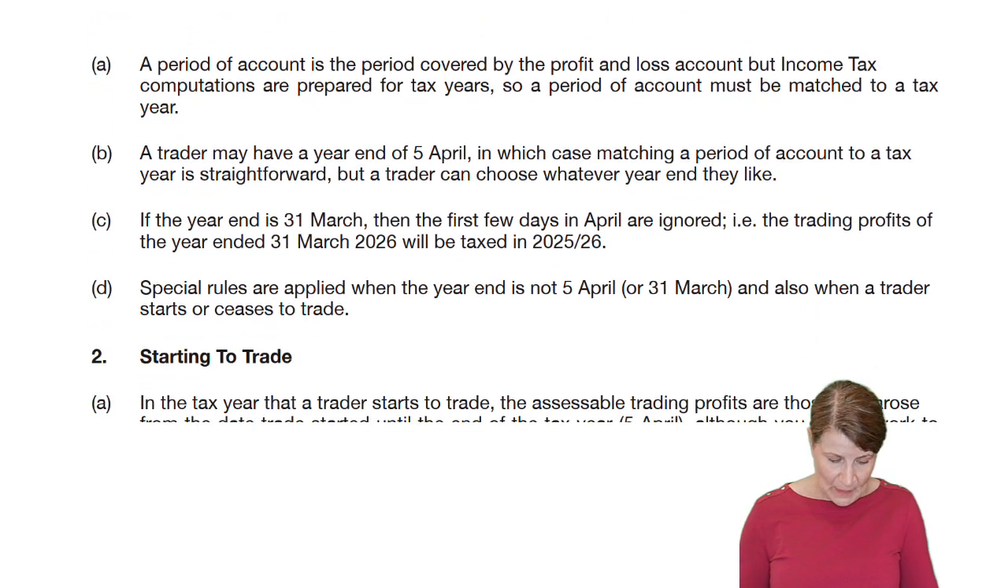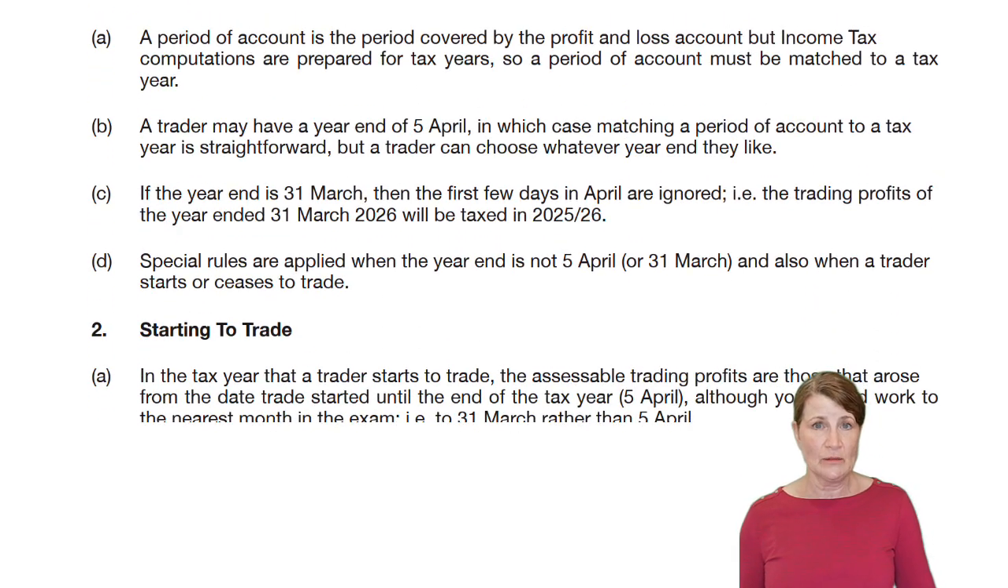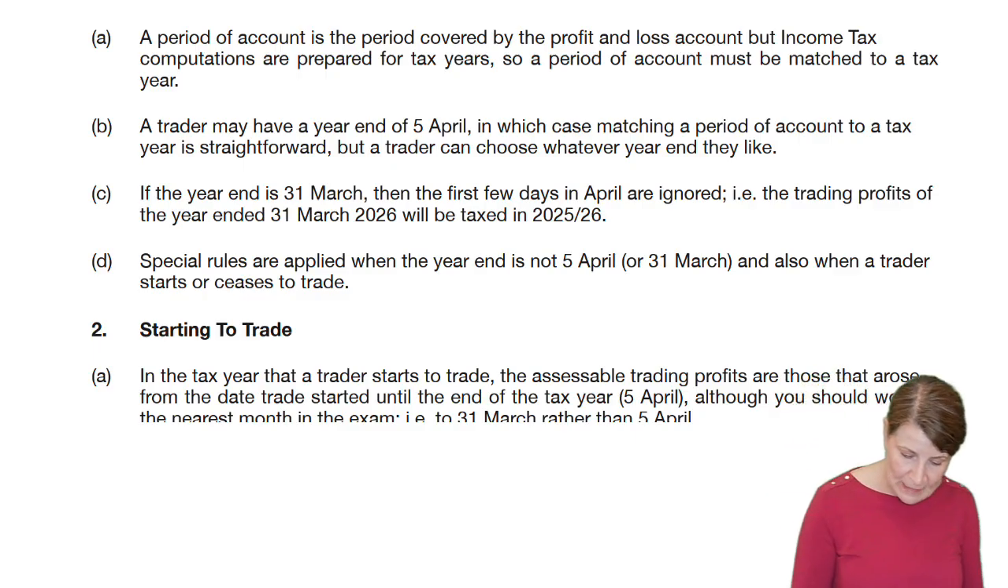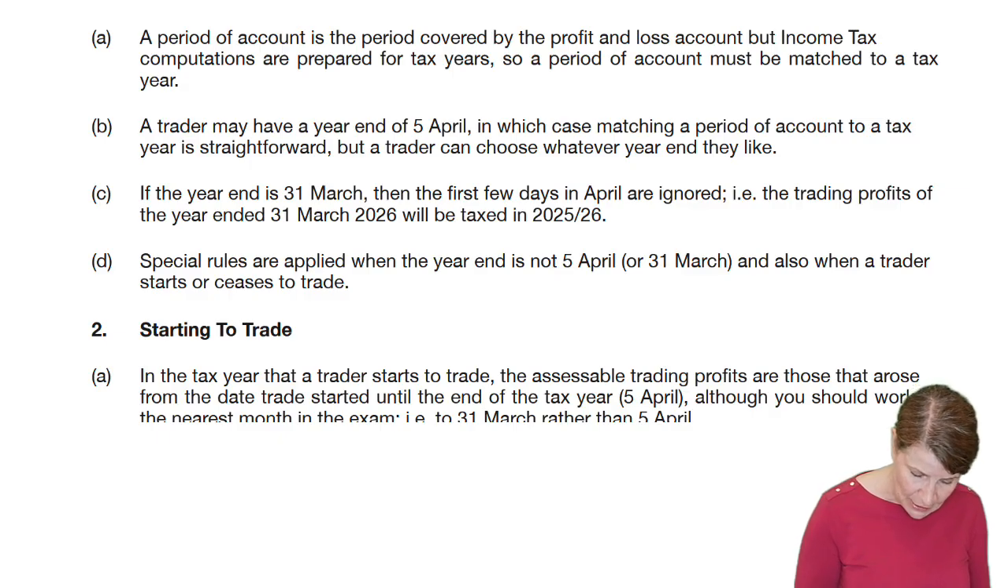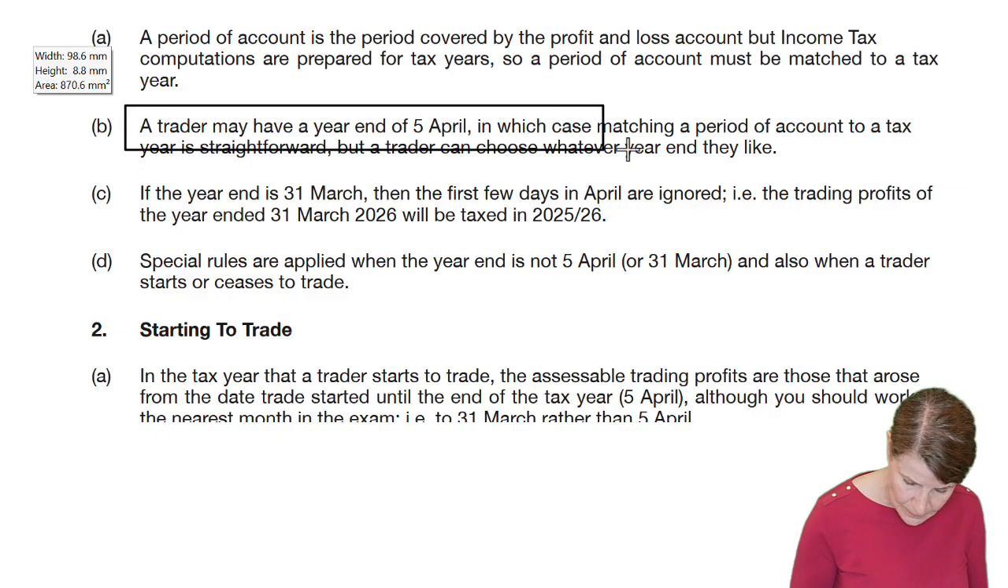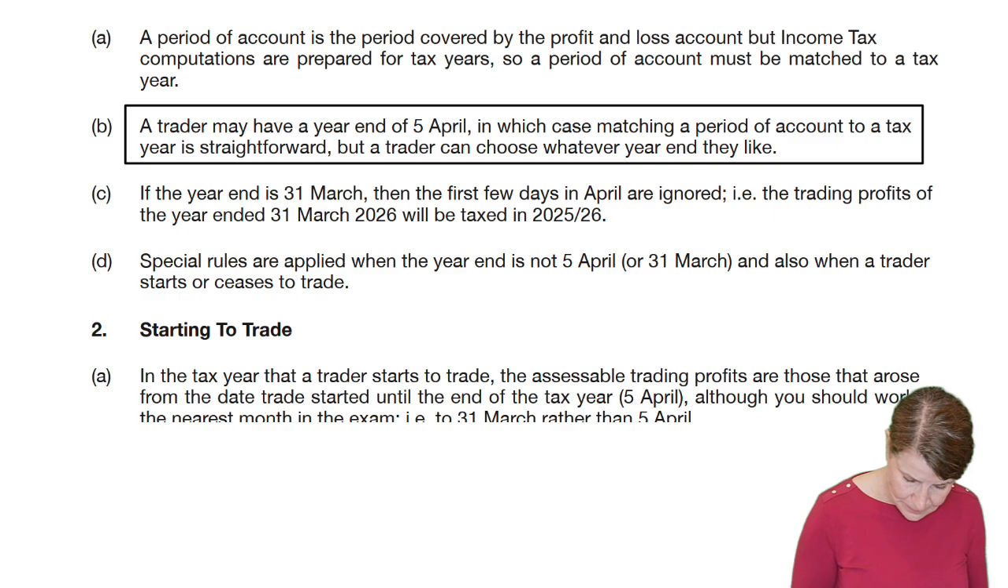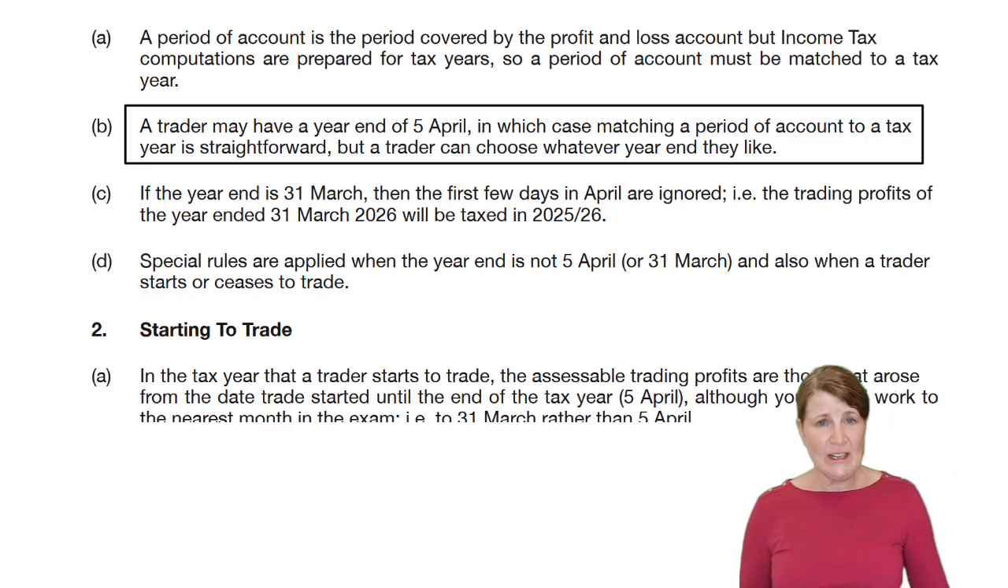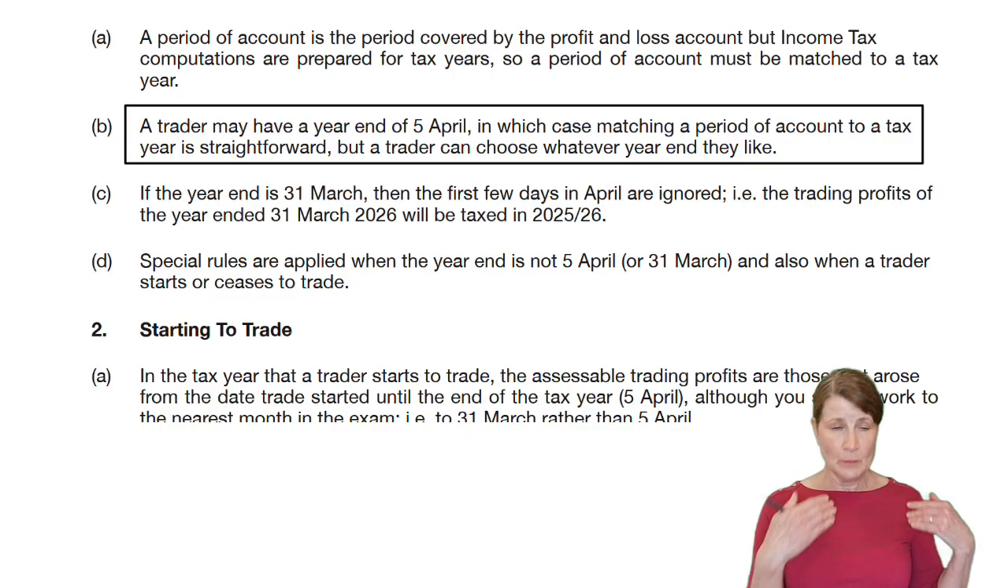So a period of account, say, is the period covered by the profit and loss account. So like I say, we can have whatever year end we like. Now, if a trader has got a year end of the 5th of April, then it's really easy because our period of account is exactly the same as the tax year. So therefore, whatever tax adjusted trading profit we've calculated, we can put straight into our income tax computation. So it's nice and straightforward.